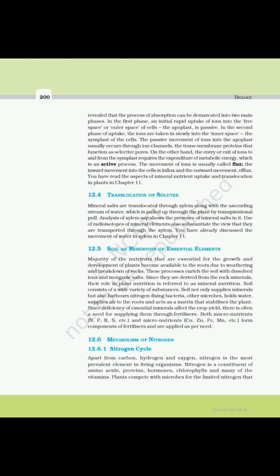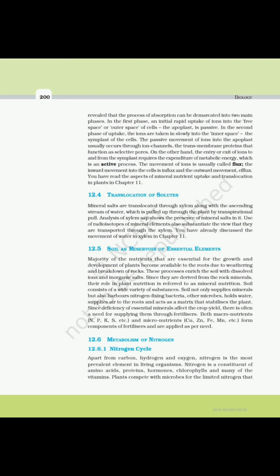The passive movement of ions into the apoplast usually occurs through ion channels, the transmembrane proteins that function as selective pores. On the other hand, the entry or exit of ions to and from the symplast requires the expenditure of metabolic energy, which is an active process. The inward movement of ions into the cells is called influx and the outward movement, efflux.